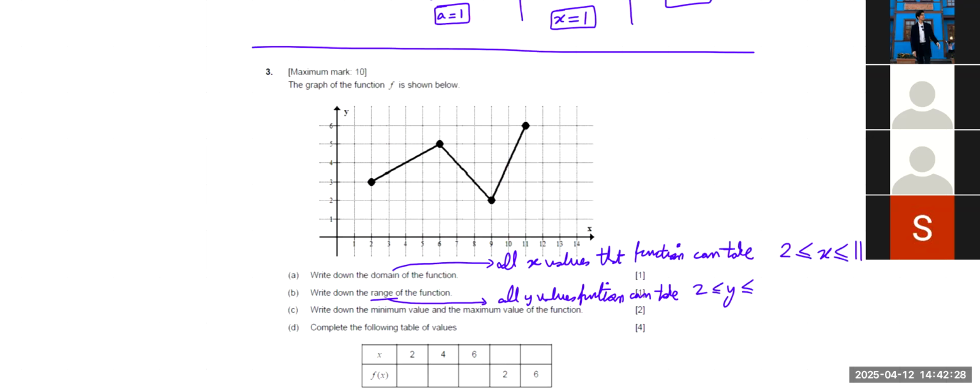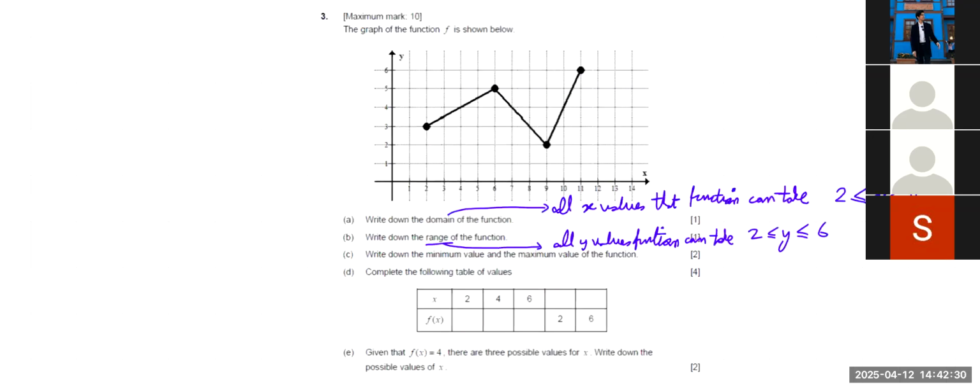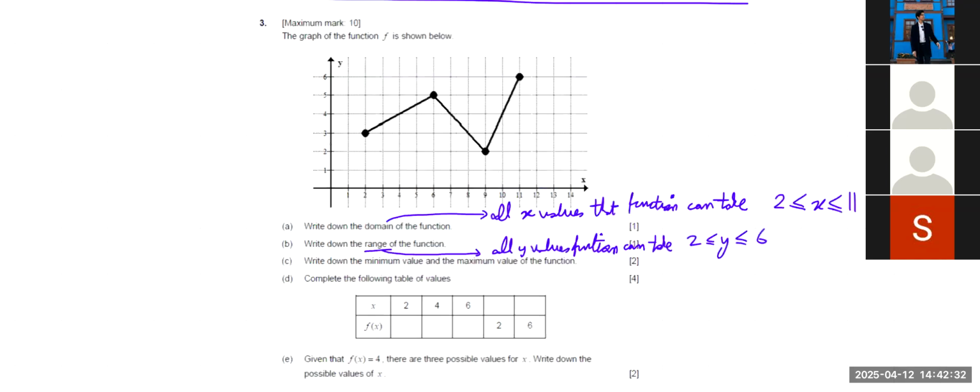Perfect. Write down the minimum. Okay, well, that's easy. What's the minimum value of the function?